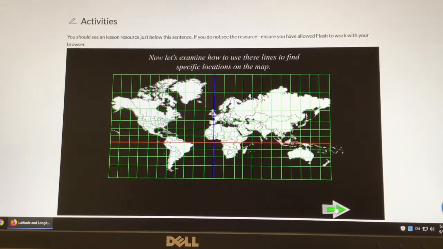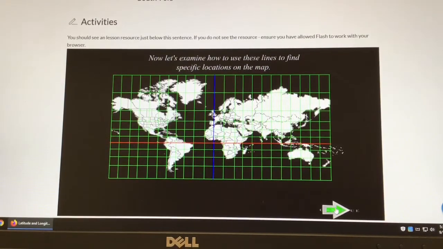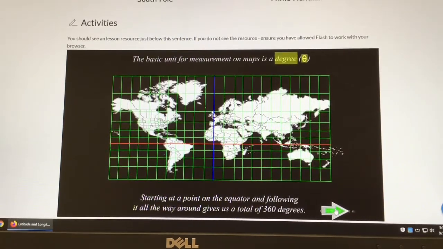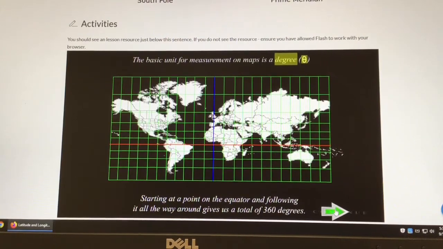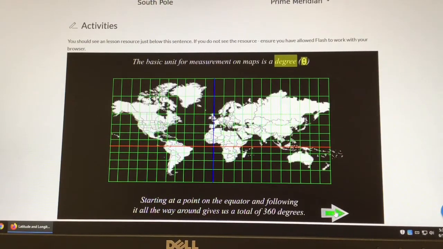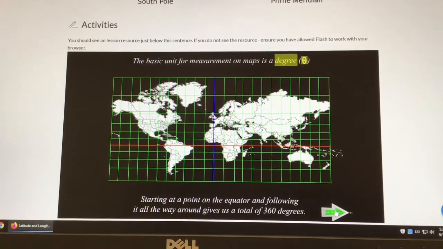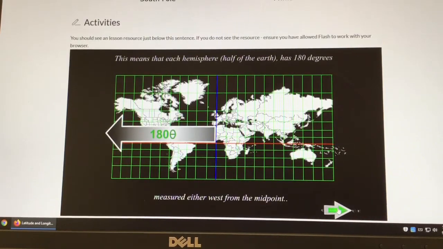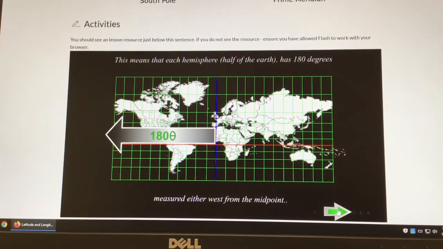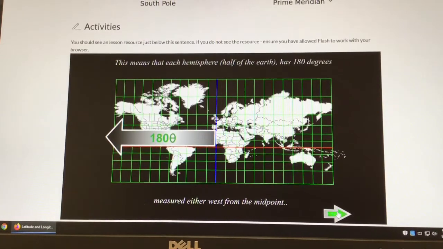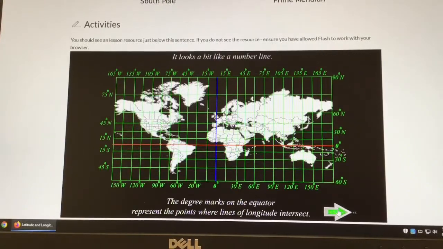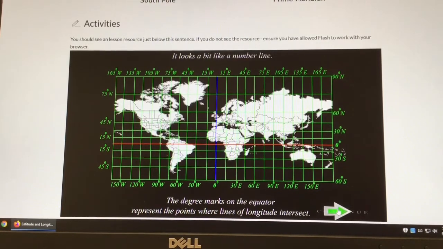Now let's examine how to use these lines to find specific locations on the map. The basic unit for measurement on a map is a degree. Starting at a point on the equator and following it all the way around gives us a total of 360 degrees. This means that each hemisphere, half of the Earth, has 180 degrees, measured either from the midpoint west or from the midpoint east. It looks a bit like a number line.